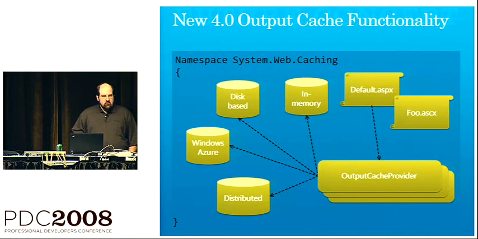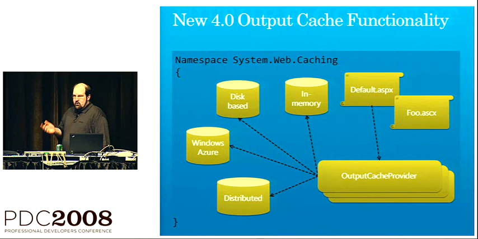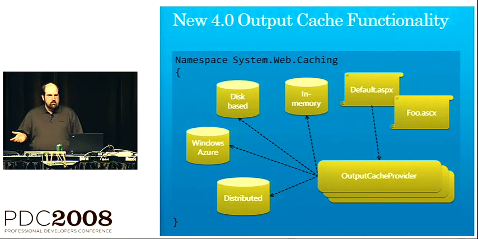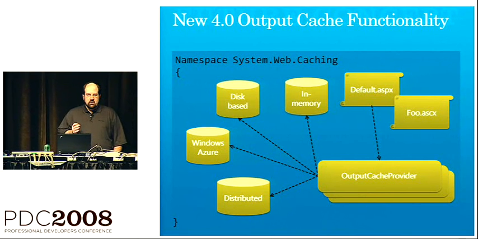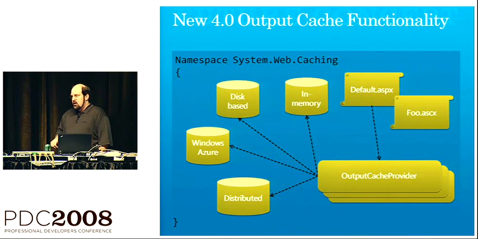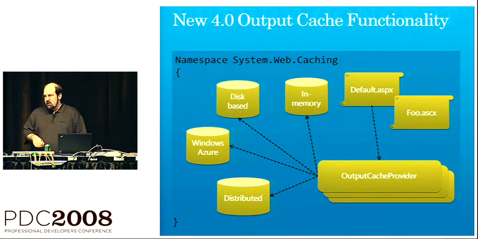Again, though, for the disk-based provider, the current plan is, when the betas come out, we'll go out and CodePlex our internal disk-based output cache provider. At this point, time frame-wise, I doubt we're going to be able to include the disk-based output cache provider actually in the 4.0 bits. But what we will do is update it right around the time 4.0 RTMs.